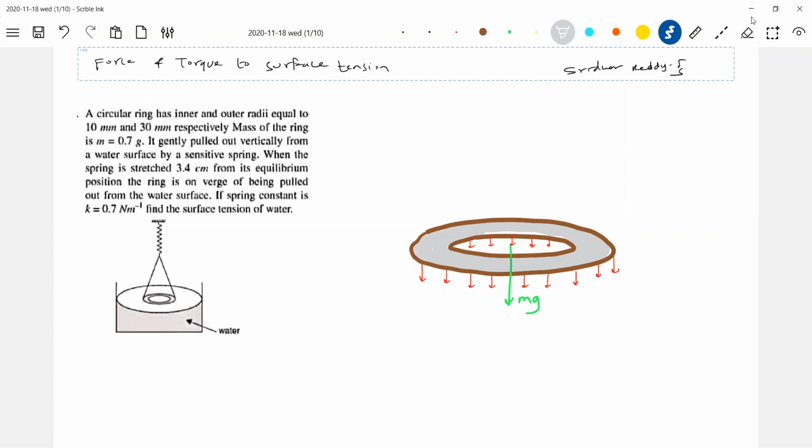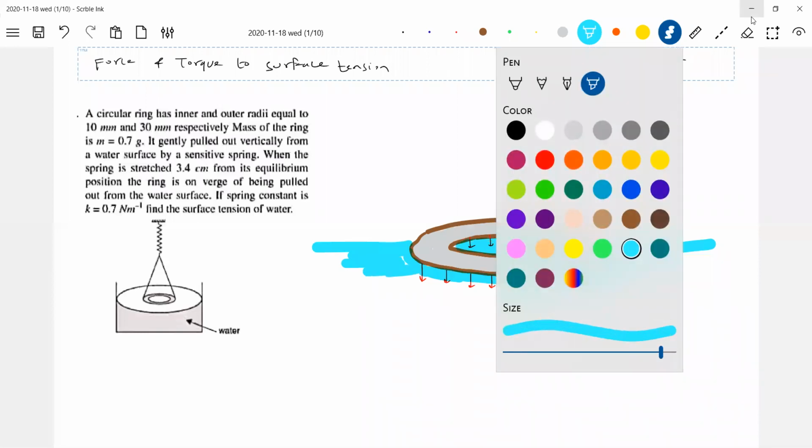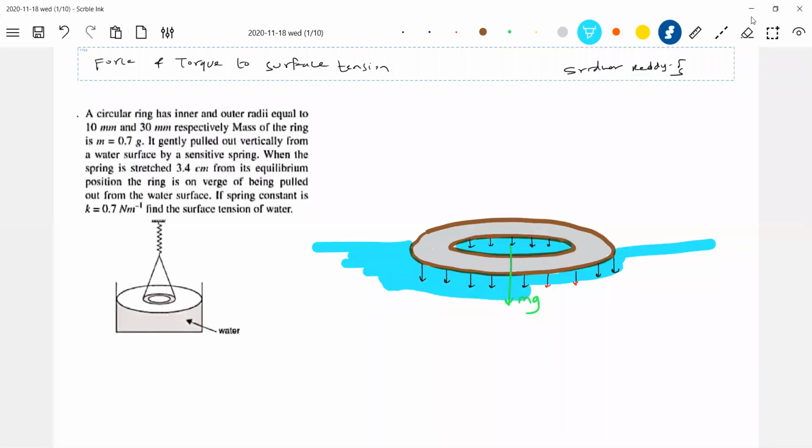Where is the water? Water will be there outside as well as inside. For the time being, I'll give you at least some blue color so that you imagine there is water. And here also there will be water, and here also. This is what everything is; the question diagram is there. Okay, this question is really very good. He has given the diagram. So it is placed on the water.